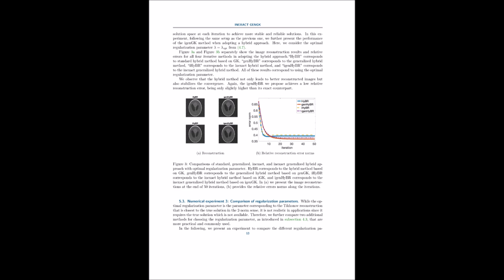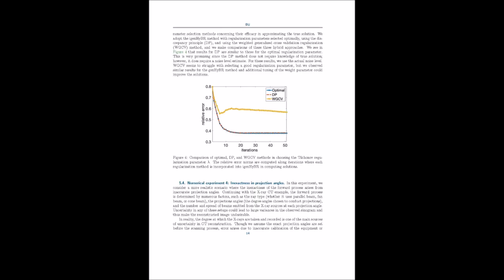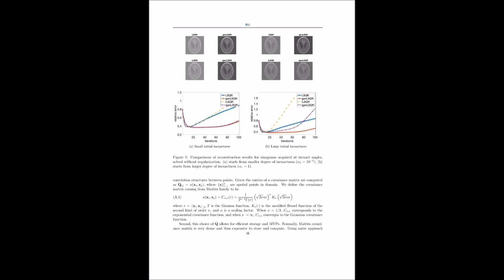We've seen how these igenGK and igenHyBR methods give us a powerful way to tackle those large-scale Bayesian inverse problems, even when we have inexactness and noisy data. It's a testament to the power of math and the creativity of those mathematicians who developed these tools. Before we wrap up this part, any final thoughts on the broader implications of this work? What other fields could benefit from these methods?